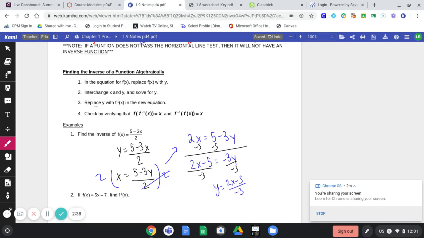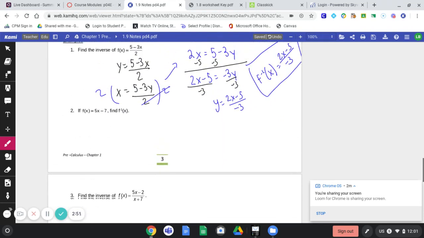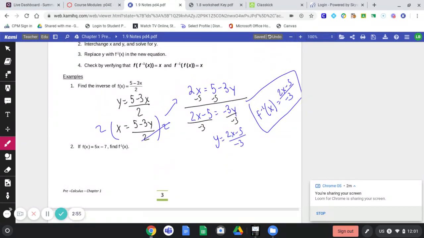So our final step is that we're replacing y with f inverse of x. So my final answer is f inverse of x is equal to 2x minus 5 divided by negative 3. And we can just leave it like that. We're going to do one more example, and then I have a couple for you to do on your own.